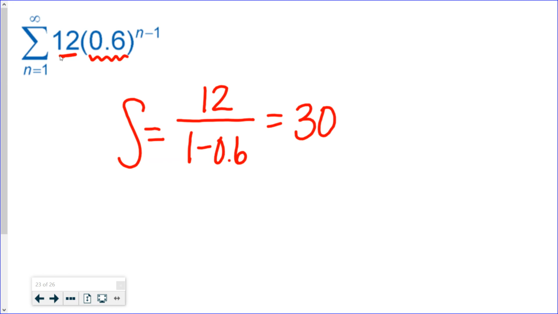All right, and that is it for 10.3 for geometric series. Coming up next is 10.5, the binomial theorem.